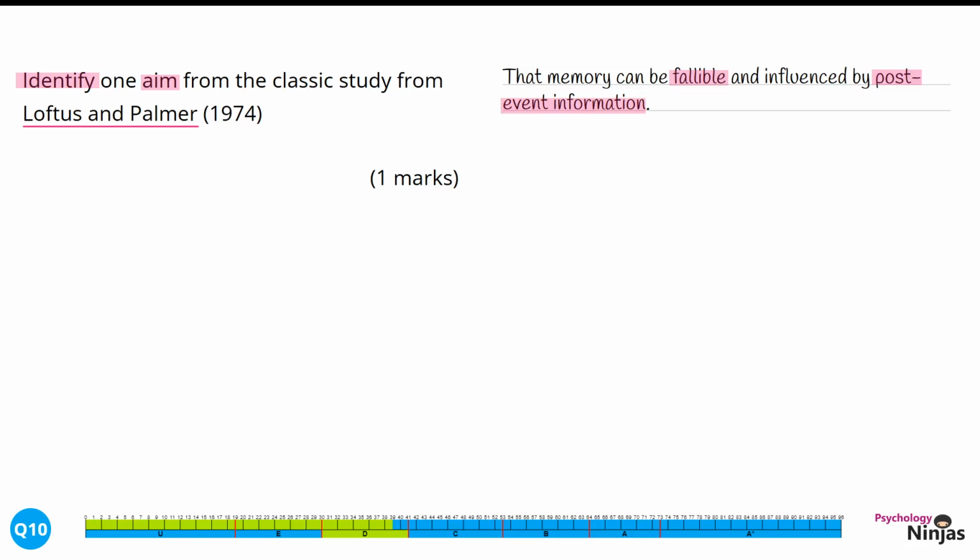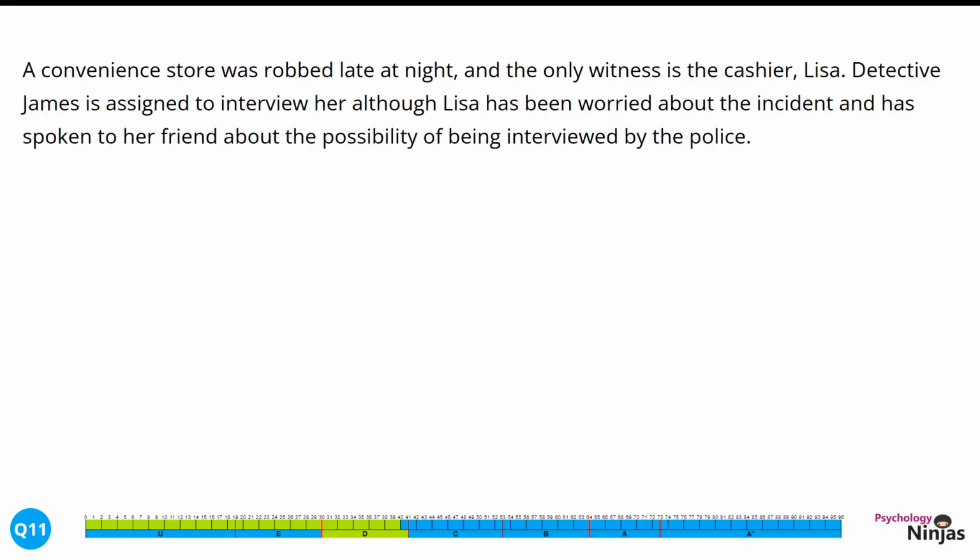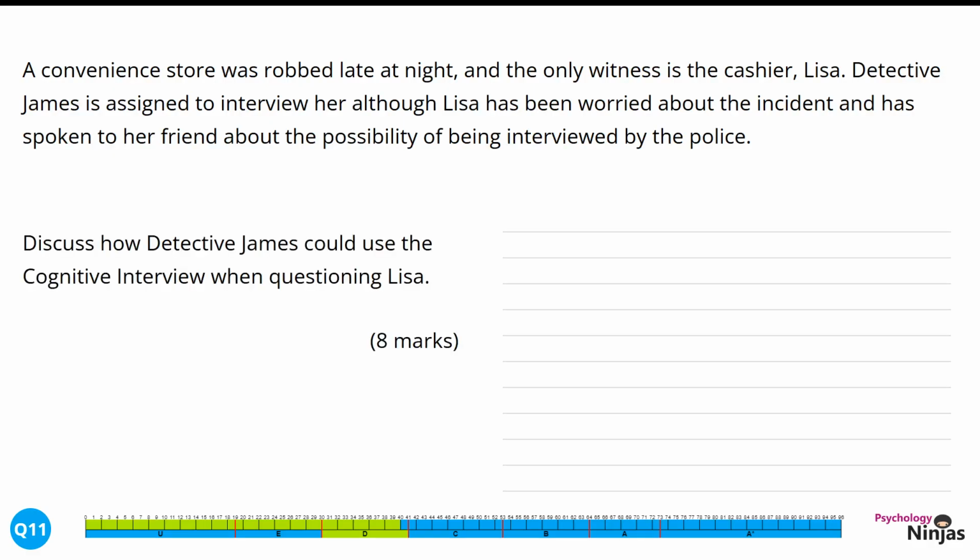A convenience store was robbed late at night, and the only witness is the cashier, Lisa. Detective James is assigned to interview her, although Lisa has been worried about the incident and has spoken to her friend about the possibility of being interviewed by the police.